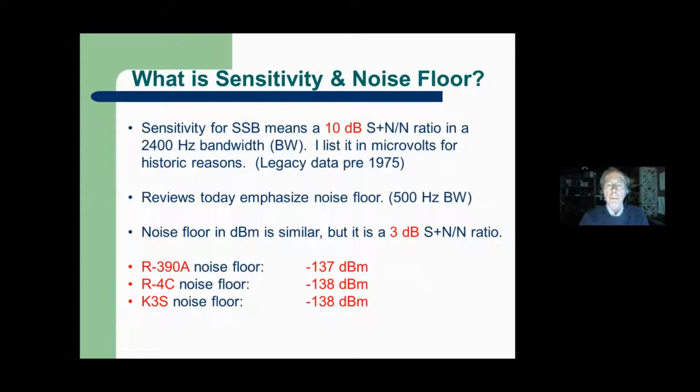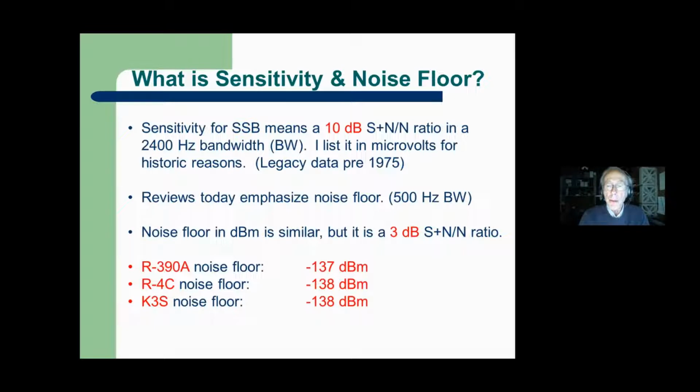But then we've got a new term, noise floor, and I'll cover both of these. So what is sensitivity? It's a 10 dB signal plus noise to noise ratio, normally in a sideband bandwidth, and that goes back a long time, pre the 1975 noise floor and dynamic range definitions for the amateur world. And then when noise floor came around, it was a 3 dB signal plus noise to noise ratio.